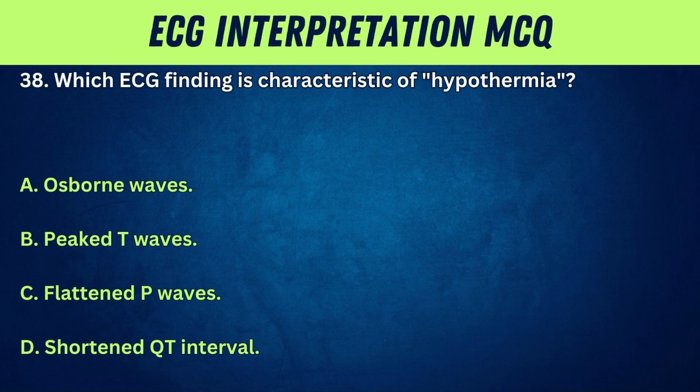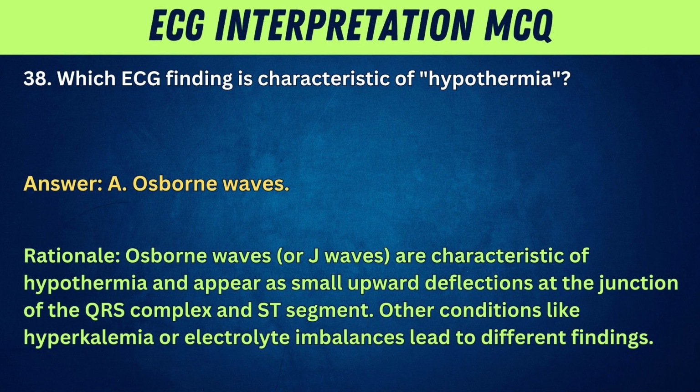38. Which ECG finding is characteristic of hypothermia? A. Osborn waves. B. Peaked T waves. C. Flattened P waves. D. Shortened QT interval. Answer: A. Osborn waves. Rationale: Osborn waves, or J waves, are characteristic of hypothermia and appear as small upward deflections at the junction of the QRS complex and ST segment. Other conditions like hyperkalemia or electrolyte imbalances lead to different findings.